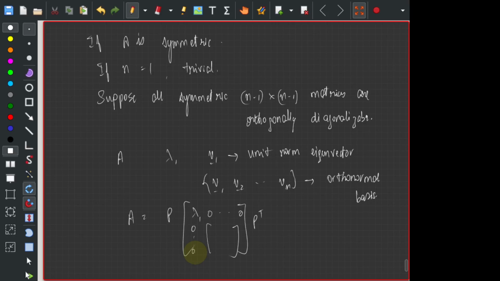Why is that entry lambda 1? Okay, that's also a question. So why is it equal to that? I'm taking v1 to be the eigenvector corresponding to lambda 1.